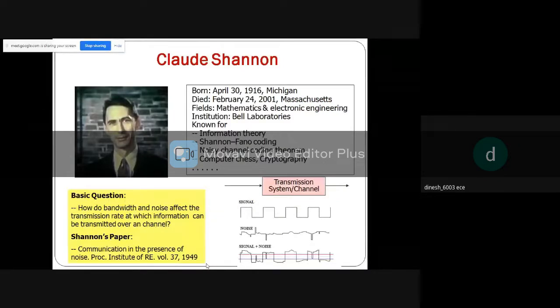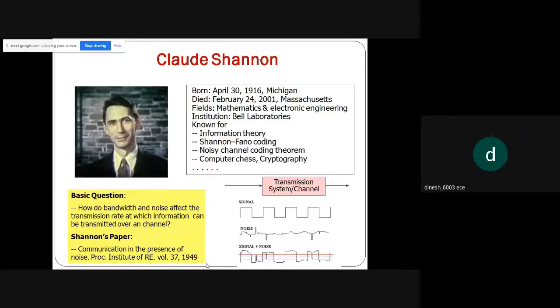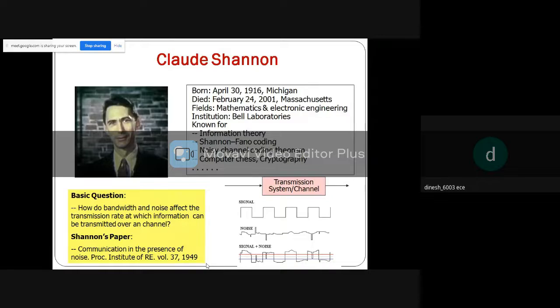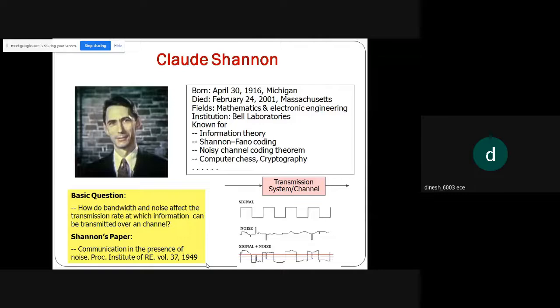Claude Shannon, who also worked at the Bell Laboratories, was born on April 30, 1916. His death was on February 24, 2001. He was a mathematician and electronic engineer at Bell Laboratories. He invented the Shannon theorem, which is information theory.